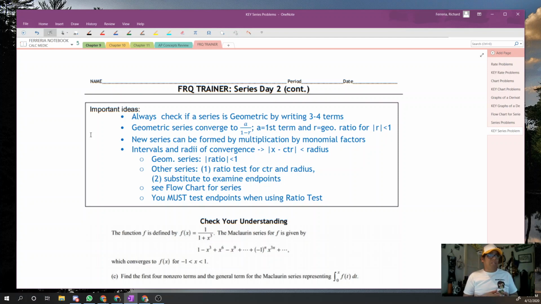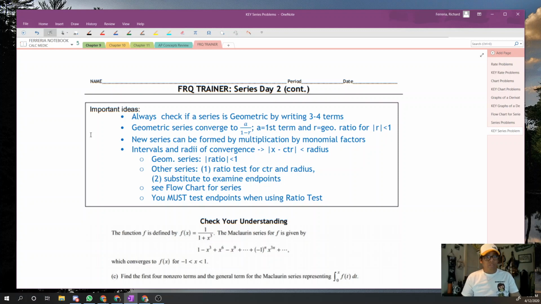Remember that a geometric series is going to converge to a over 1 minus r, and it's only going to converge if the ratio is less than 1. You use that absolute value of the ratio less than 1 to create the interval and the radius of convergence. Now, new series can always be formed by multiplication of monomial factors. It'll be very rare when you're not multiplying by a monomial, like a binomial or a trinomial. I don't expect that happening except very rarely.